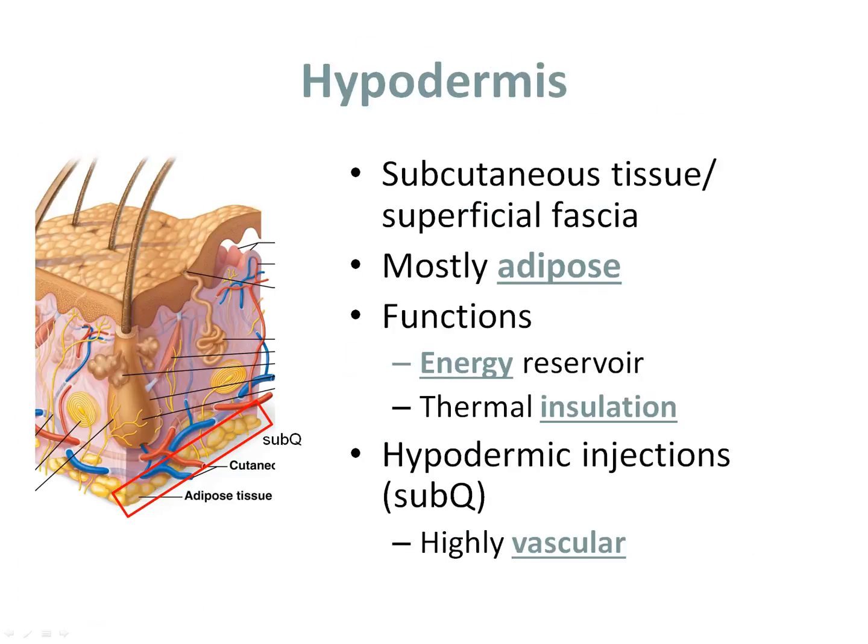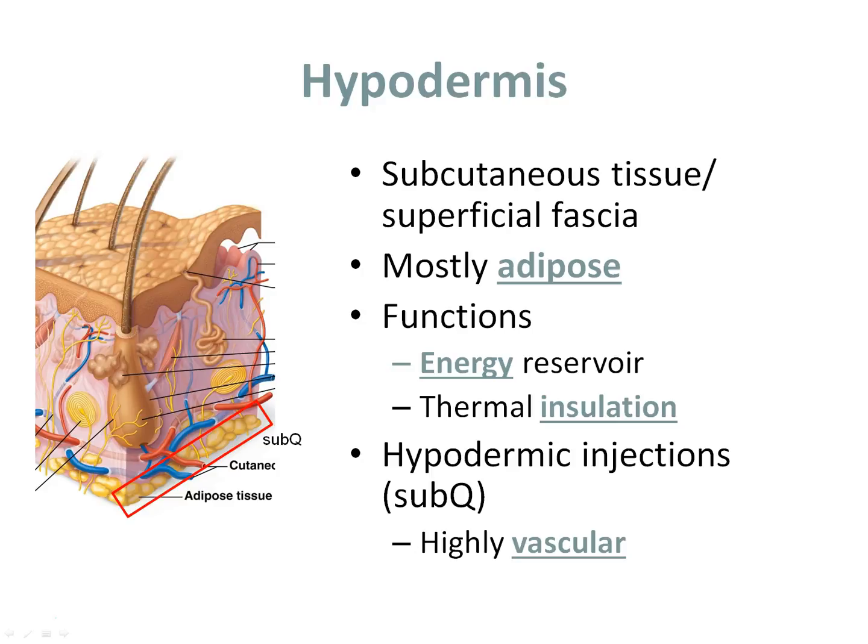Our final layer of the skin is the hypodermis. This is also called the subcutaneous tissue or superficial fascia. If you can remember that hypo means low, this is the lowest or deepest layer of our integumentary system. This is mostly composed of adipose tissue, and it functions as an energy reservoir. So adipose tissue stores fat, and fat is a very good source of energy. So when we need extra energy to make more ATP, we can take it out of this subcutaneous adipose tissue.